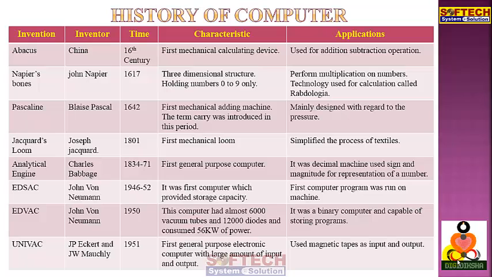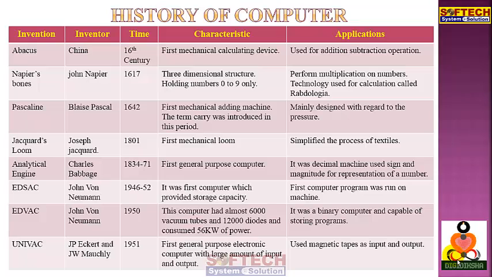EDVAC. Edward John von Neumann in 1950. He generated a new type of computer using vacuum tubes, because it included a power-saving mode. The computer needed almost 6,000 vacuum tubes and 12,000 diodes and consumed 56 kilowatts of power. Because it was a huge computer, it took more power to load the systems. It was a binary computer and capable of storing programs.